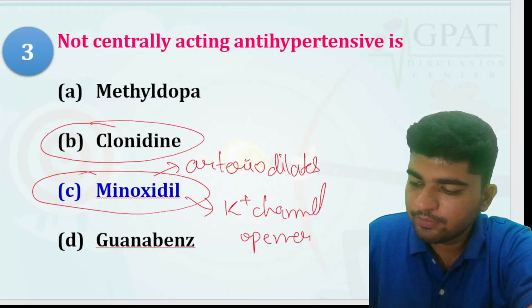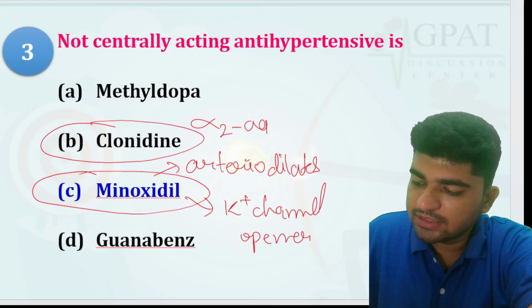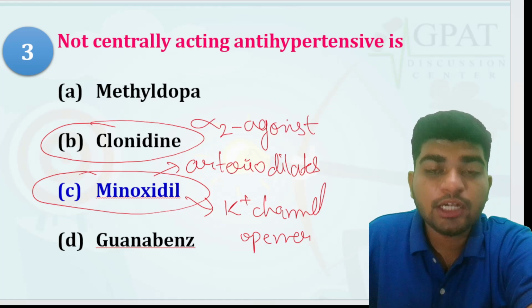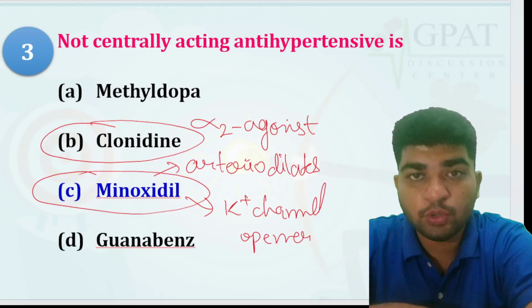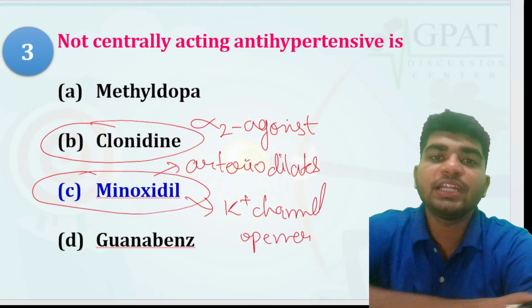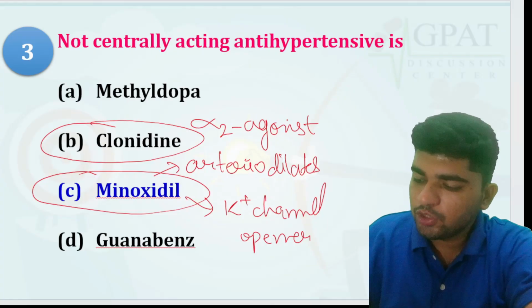Clonidine is an alpha 2 agonist. This question is asked many times in the exam: what kind of drug is clonidine? On which receptor does clonidine act? So, alpha 2 agonist.